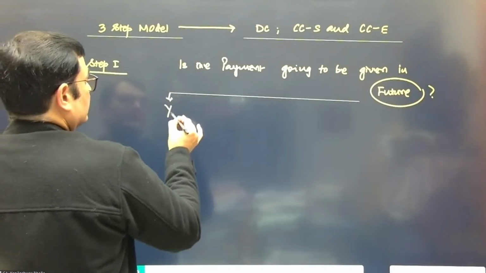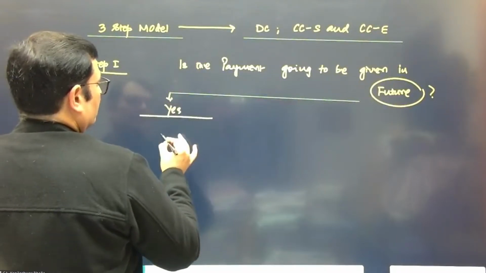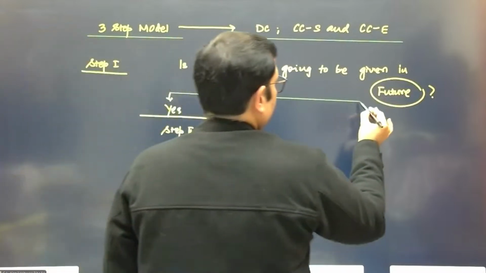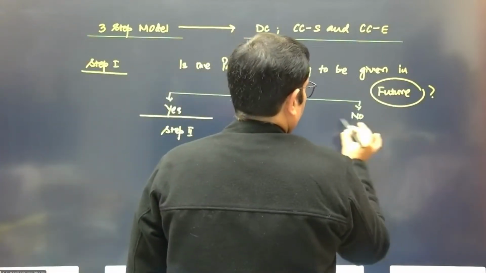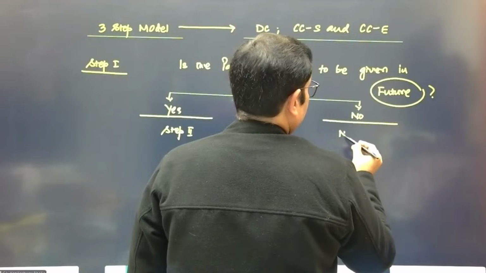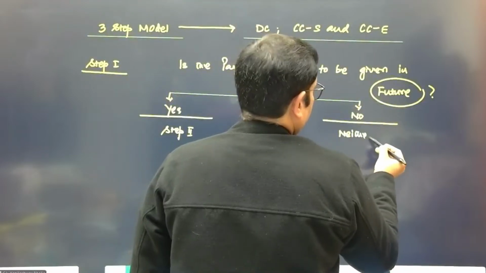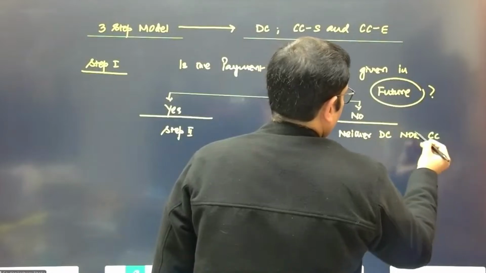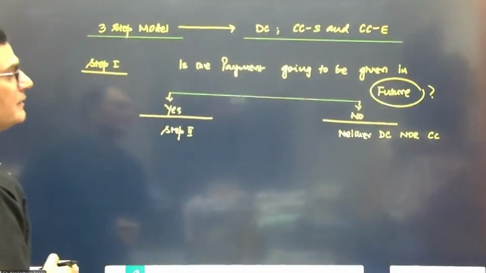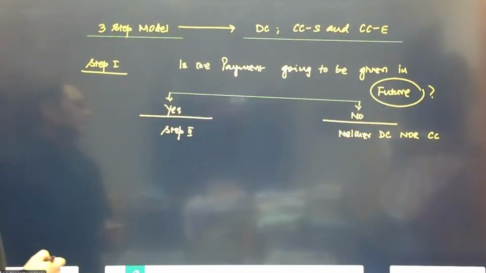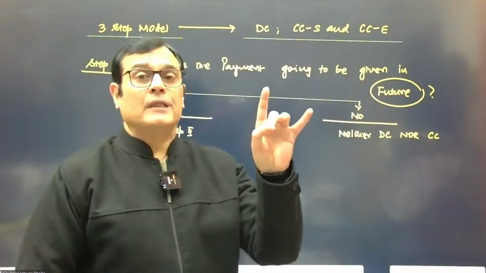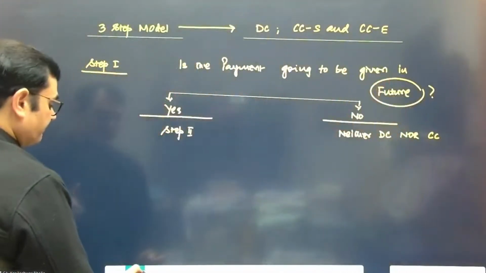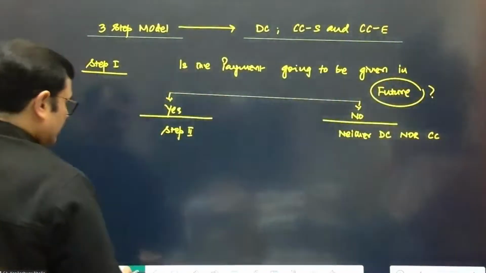So if you say yes, we will go to step number 2, because it can be DC, it can be CC. But if you say no, then I can say it's neither. It's neither a DC nor a CC. In this particular case, it's neither a deferred consideration nor a contingent consideration, because unless the payment is at a future date, it cannot meet the criteria. Then we go to step number 2.